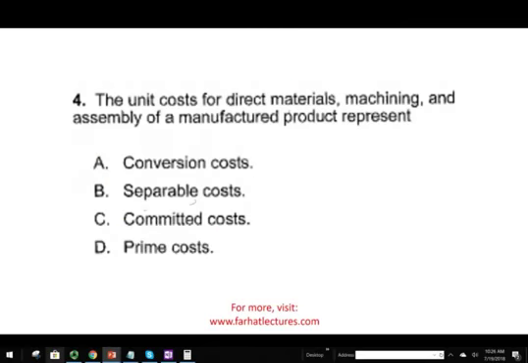Looking at number 4, the unit cost for direct material, machining, and assembly of a manufactured product represents what? Conversion cost. Conversion cost is direct labor plus manufacturing overhead. Well, do we have any direct labor here? We don't have direct labor. We have direct material, which is the material. We don't have the labor here. Okay, so A is out.